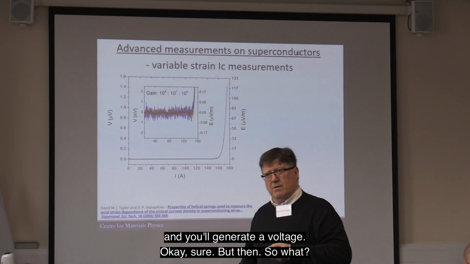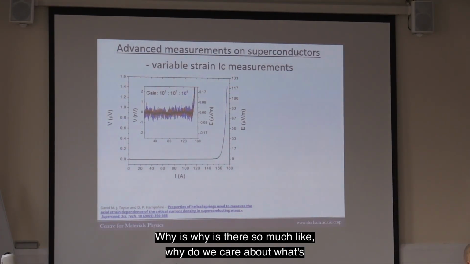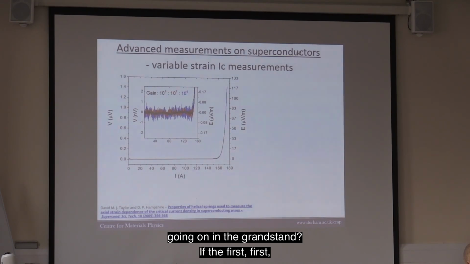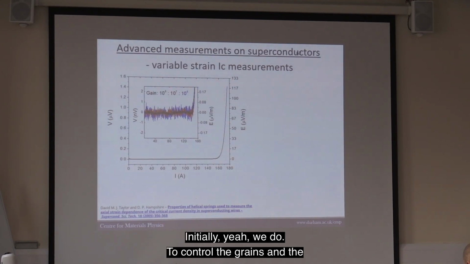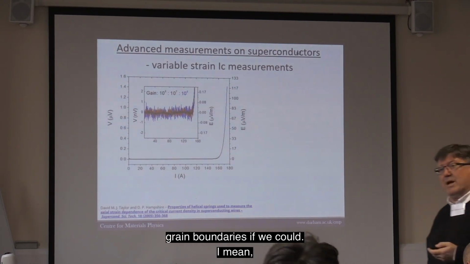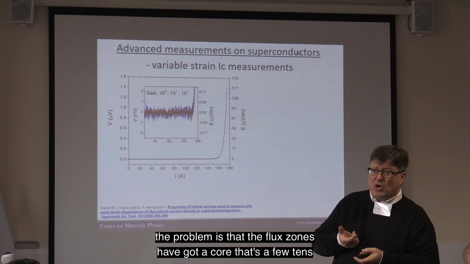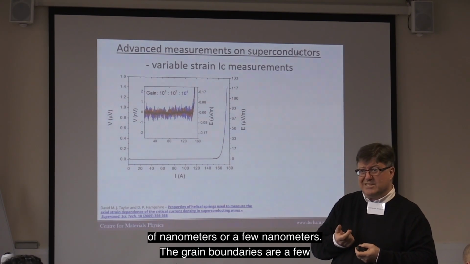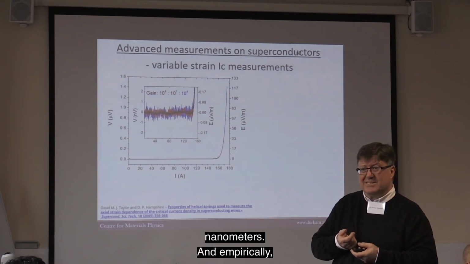Okay, sure. But then why do we care about what's going on in the grains then, if the first movement of fluxons seems to always be along grain boundaries initially? Yeah, we need to control the grains and the grain boundaries. The problem is that the fluxons have got a core that's a few tens of nanometers or a few nanometers. The grain boundaries are a few nanometers.